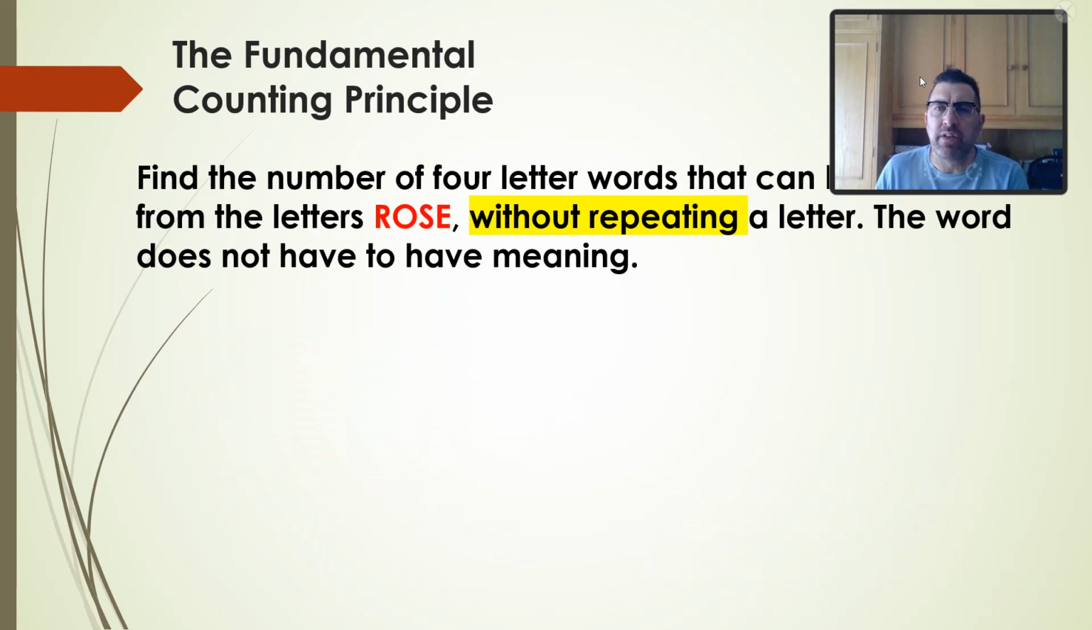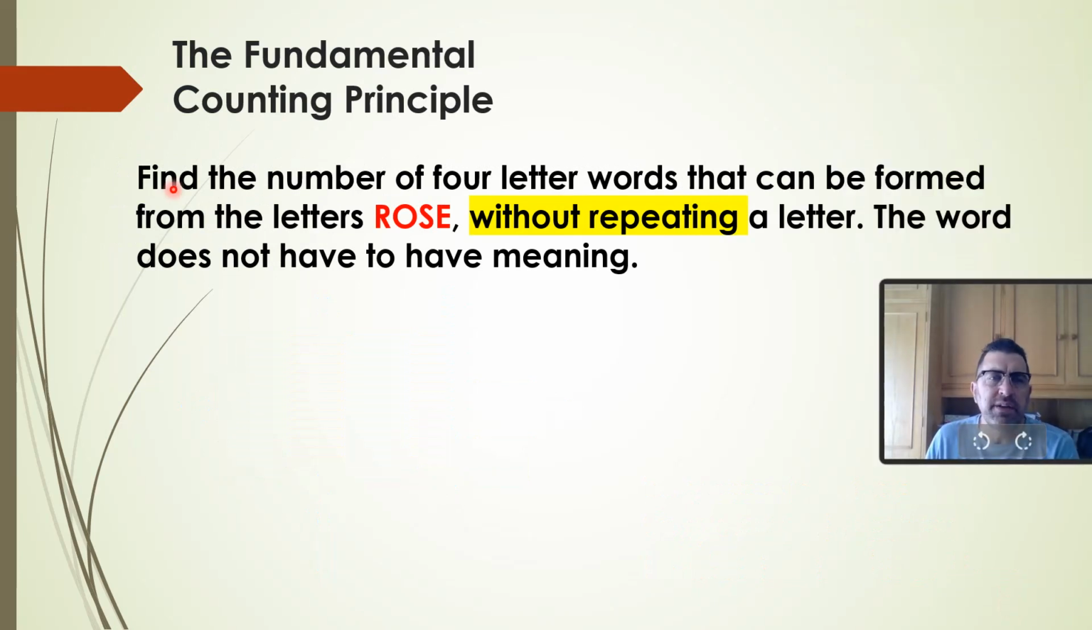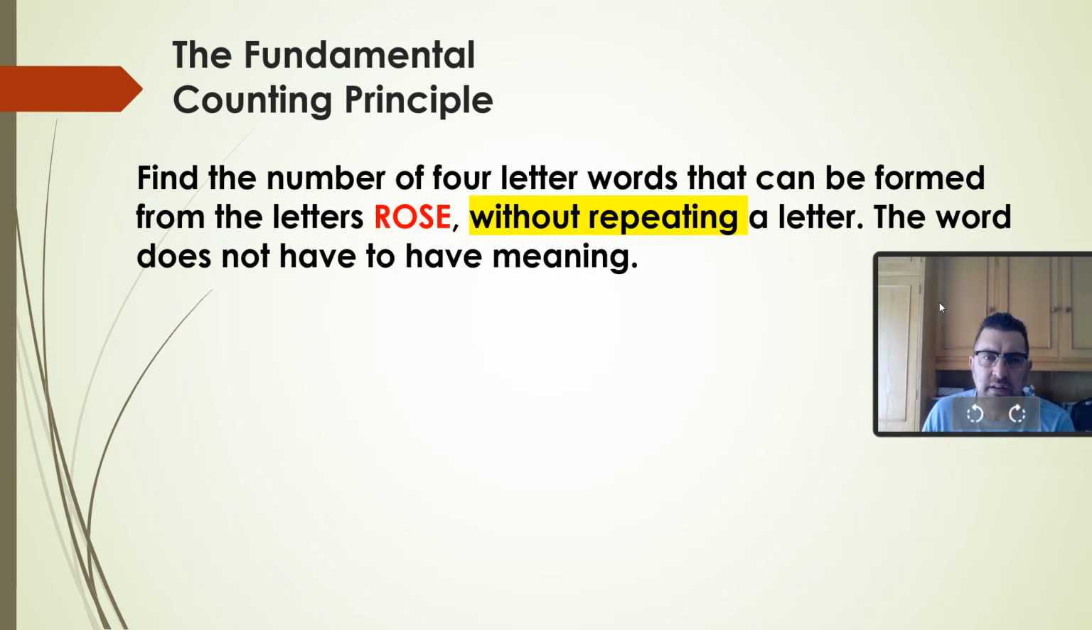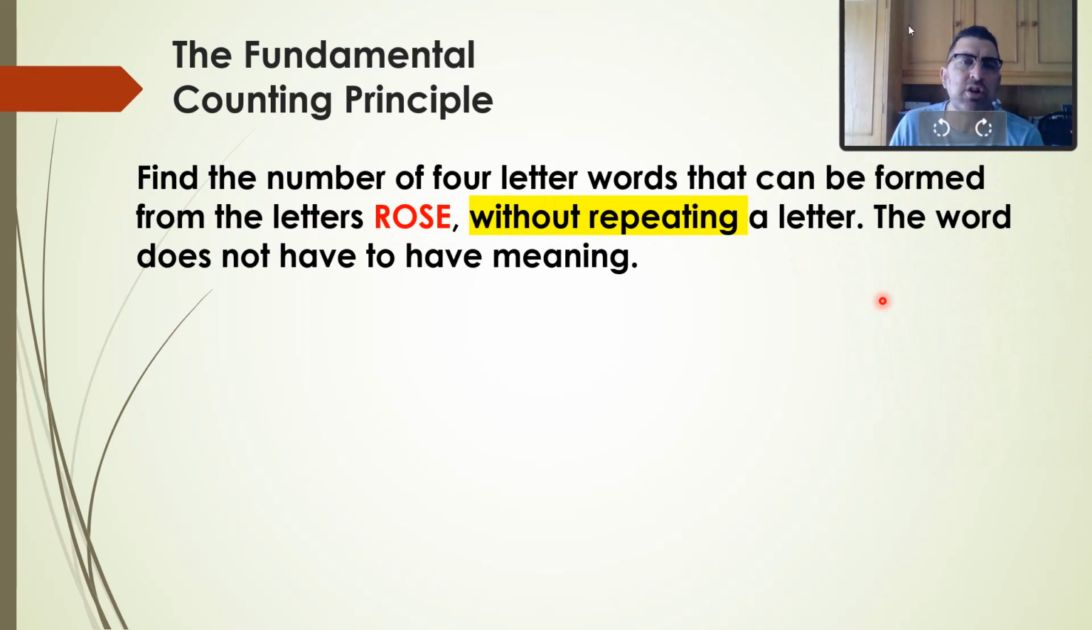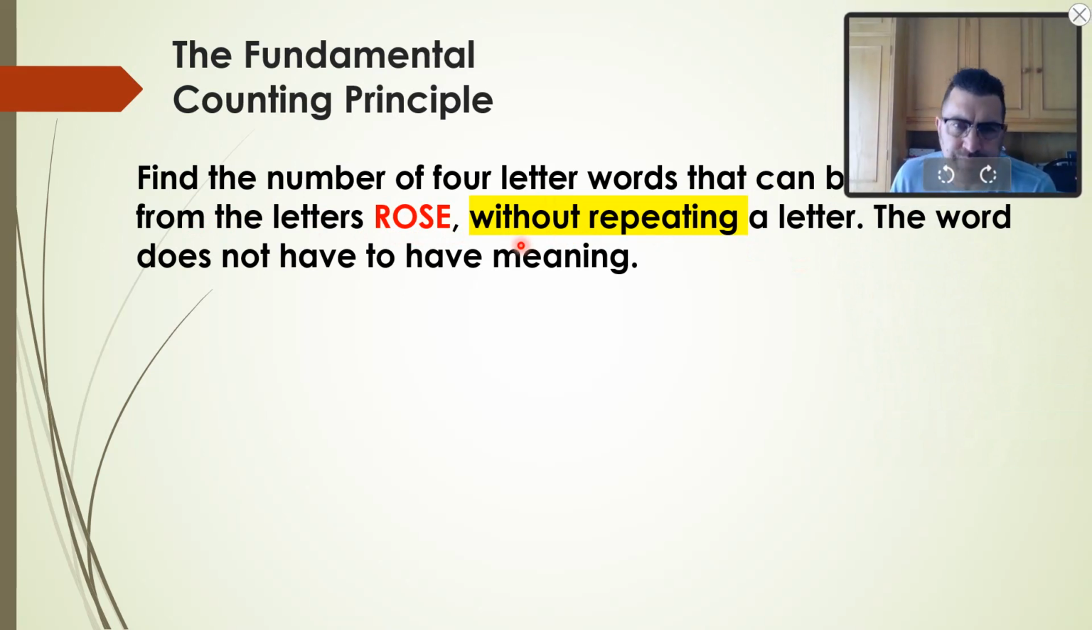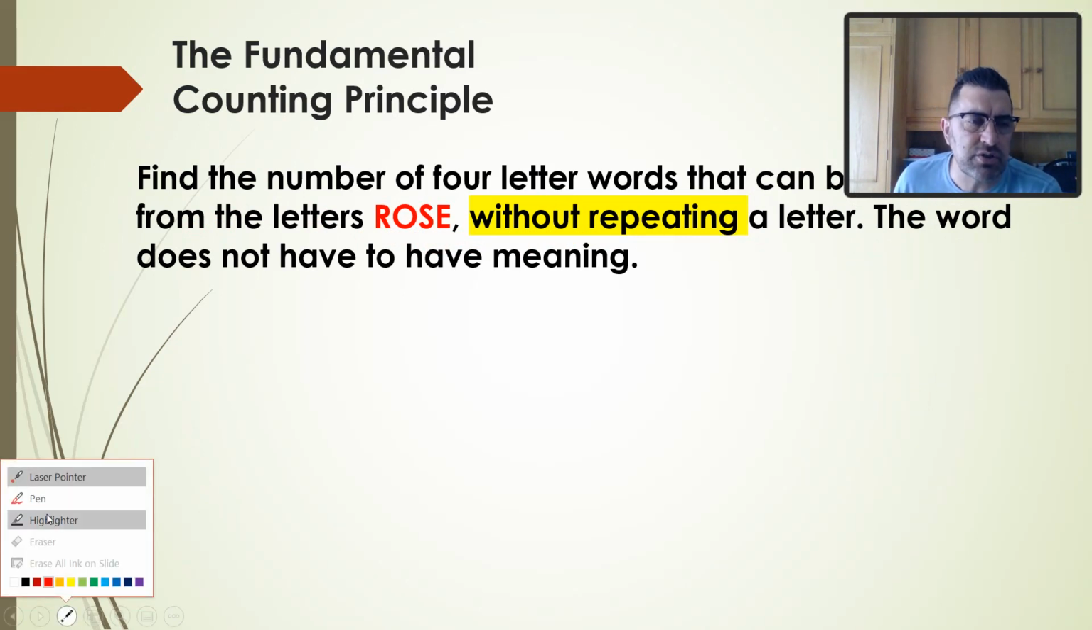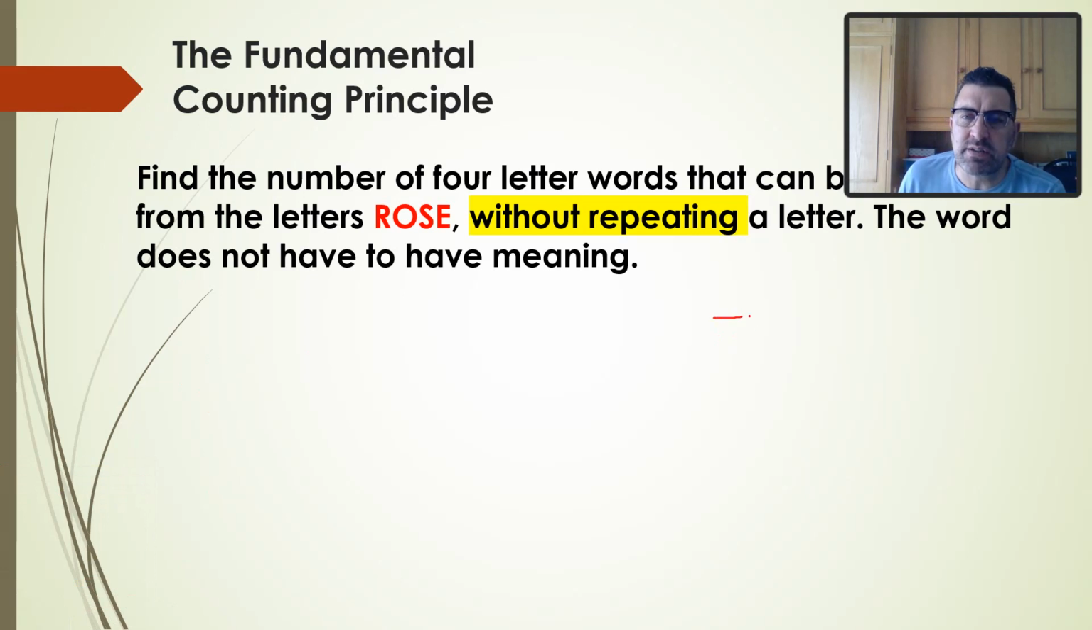Okay. The next question. Find the number of 4-letter words that can be formed from the letters ROSE, R-O-S-E, without repeating a letter. The word does not have to have meaning. So there's 4 letters. That's the crux of this question. There's 4 letters that we need to choose from, and of the 4 letters we need to make a word. And not having meaning is key, okay? And there's also no repetition.